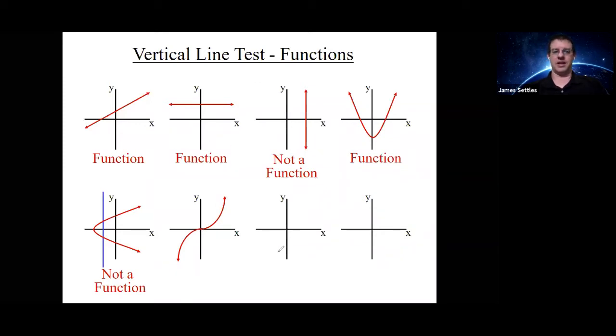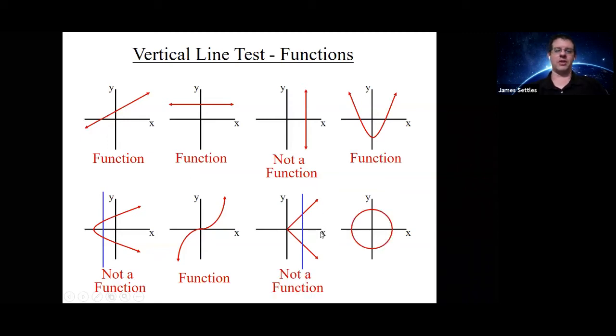All right, so I think this next one has, maybe, is it going? There we go. All right, so right here, here's our line. So our blue line went across. Right here, it crossed it twice. So that is not a function.